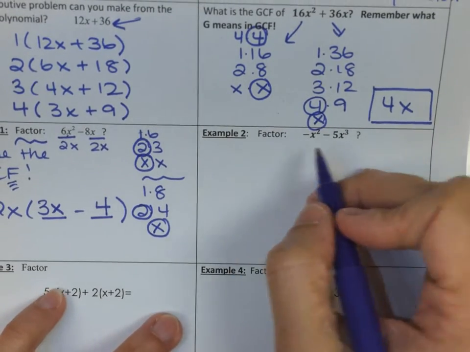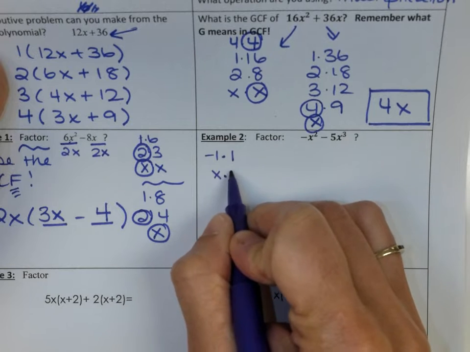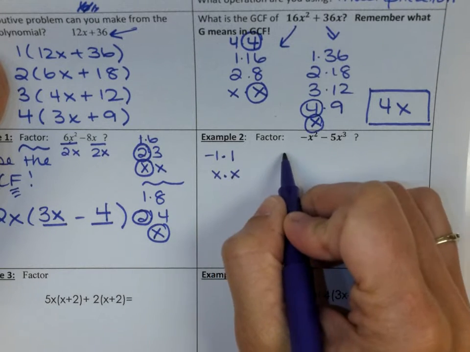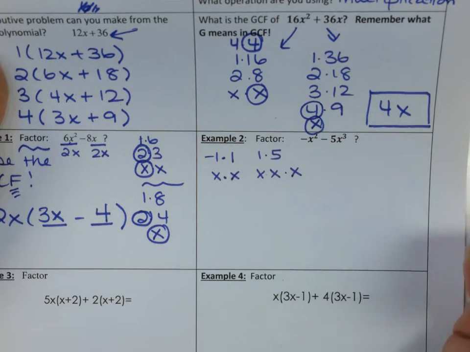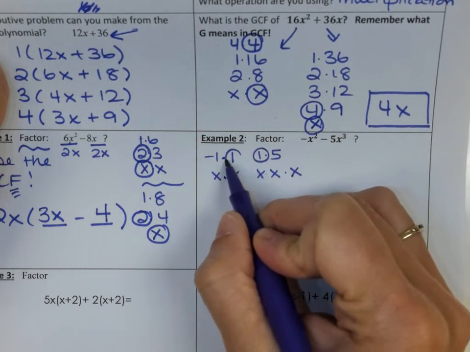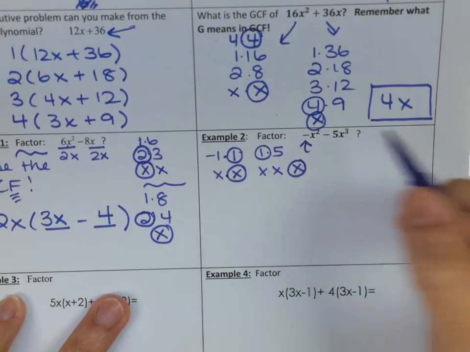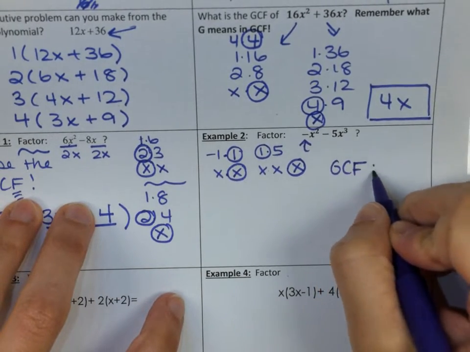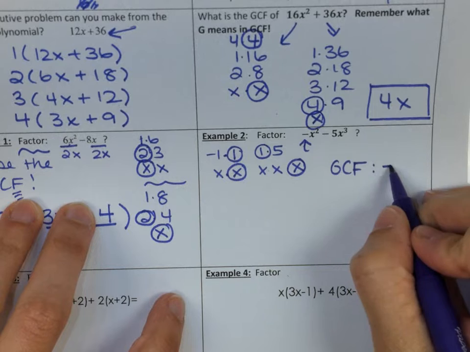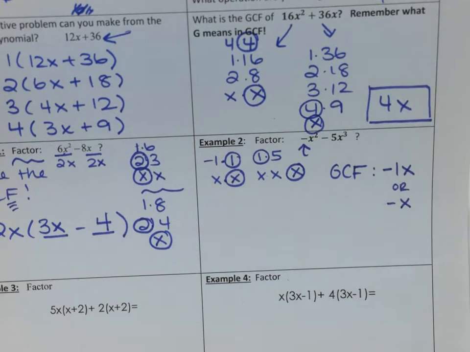So for this one, we're factoring negative x squared plus 5x cubed. Well, negative is just negative 1 times 1, and then x squared is x times x. Negative 5x cubed is 1 times 5, x times x times x. So what do they have in common? Well, they have a 1 in common, and they have an x in common. All right, so here's the deal, though. If your first coefficient is negative, that means our GCF is going to be negative. So instead of having 1, we're going to have a negative 1x or negative x as our GCF.